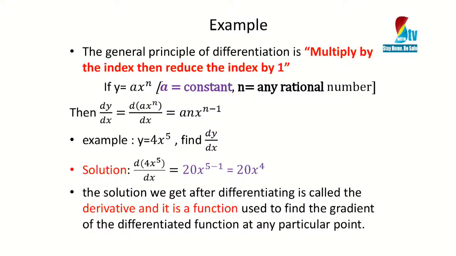In general, when we differentiate, we multiply by the index, then reduce the index by 1. This is for a function y is equal to a x to the power n, where a is a constant and n is any rational number. So dy dx, the derivative of y with respect to x, is a, which is the constant, times n, which is the index, and then x raised to the power n minus 1.